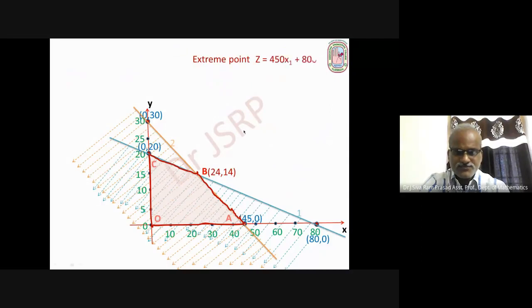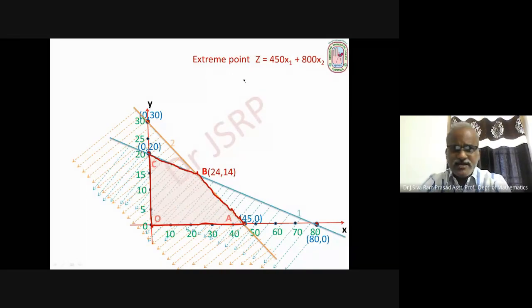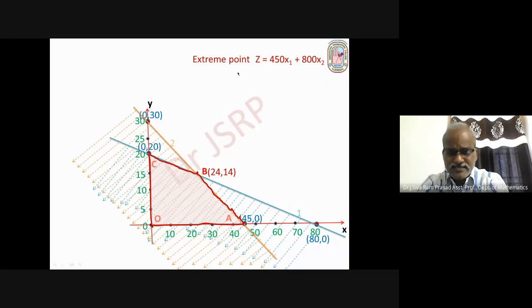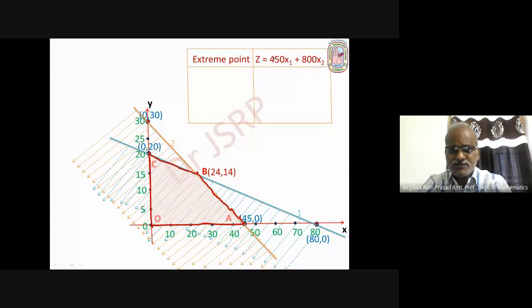Okay, right. Now we have to evaluate the objective function value at extreme points. Take a small table. First column extreme point, second column objective function, that equals 450x1 plus 800x2. This is from the problem.